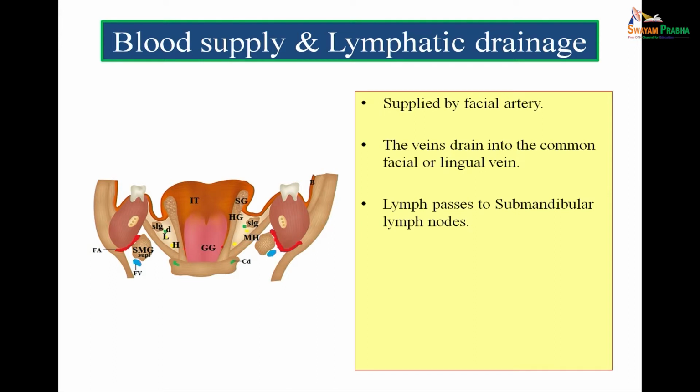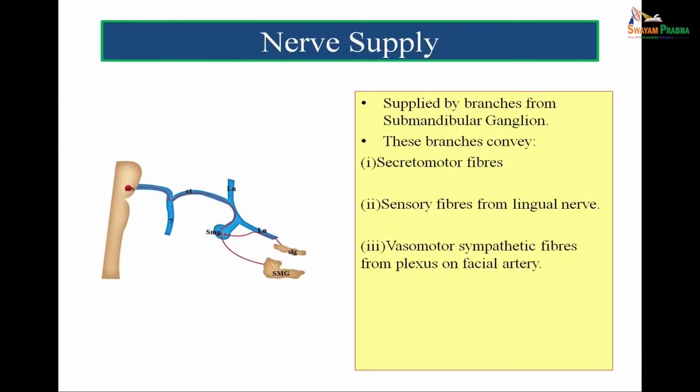So here SMG refers to the submandibular gland, GG is the genioglossus muscle, and this blood supply and lymphatic drainage of the submandibular gland one should know, so that a comprehension can be done regarding the activity of the submandibular salivary gland. Now nerve supply of the salivary gland. The gland is supplied by branches from the submandibular ganglion. So submandibular ganglion is there, it is lying on the hyoglossus muscle.